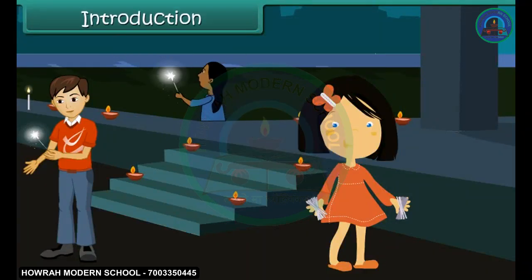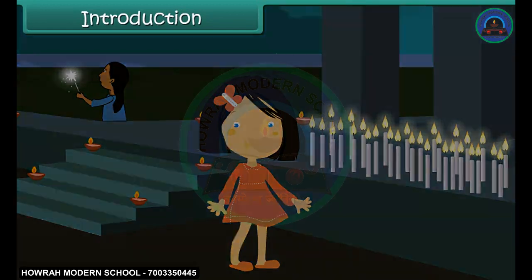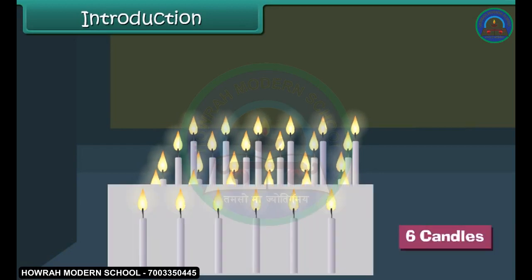Introduction. It is Diwali time. Vani is lighting candles in front of her house. She has 30 candles. She wants to arrange them in 5 rows. She wants to know the number of candles she must arrange in 1 row. She performs a quick calculation and decides to arrange 6 candles in every row.